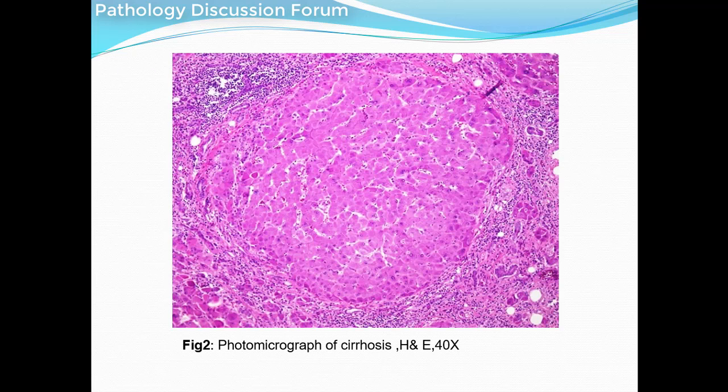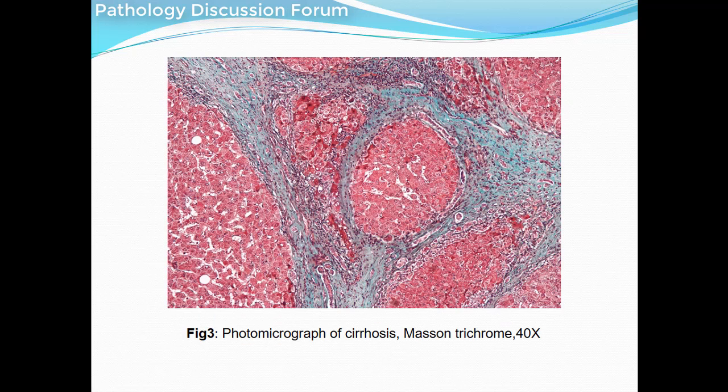Here are the liver biopsy findings of cirrhosis. Here is regenerative nodule, and this area is highlighted by this blue circle, and these are the areas of bridging fibrosis. This is Masson trichrome stained section nicely highlighting the areas of bridging fibrosis.